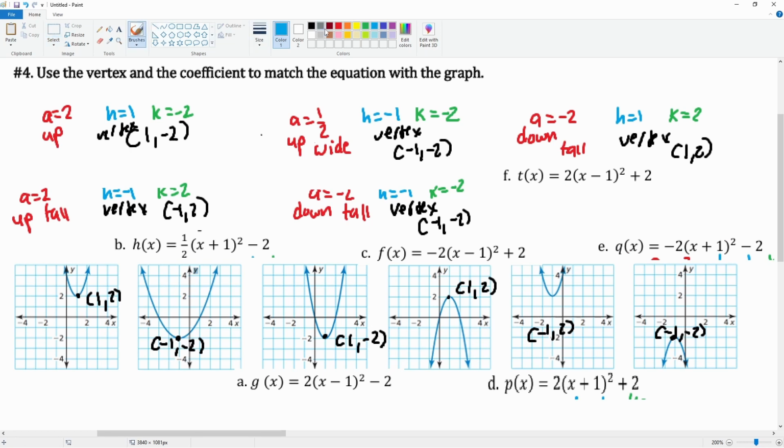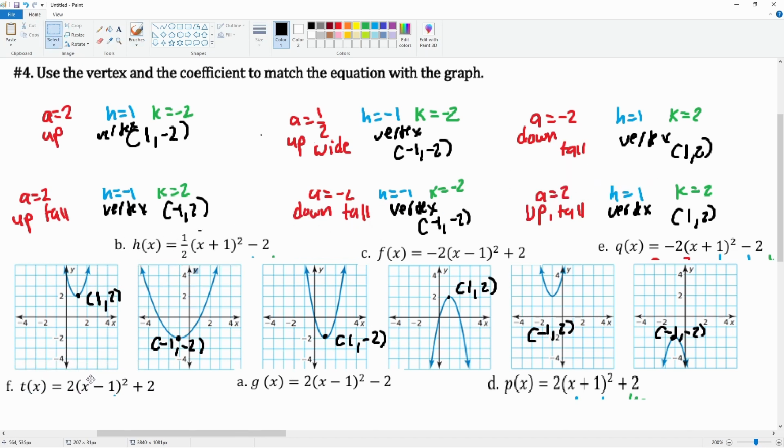Here we have the last one, A equals 2, which is opening upwards, and it is tall. H is equal to 1 and K is equal to 2. So we know that the vertex here is going to be the point 1, 2. Looks like that is actually the first one that has the vertex of 1, 2, up and tall. So there you go.